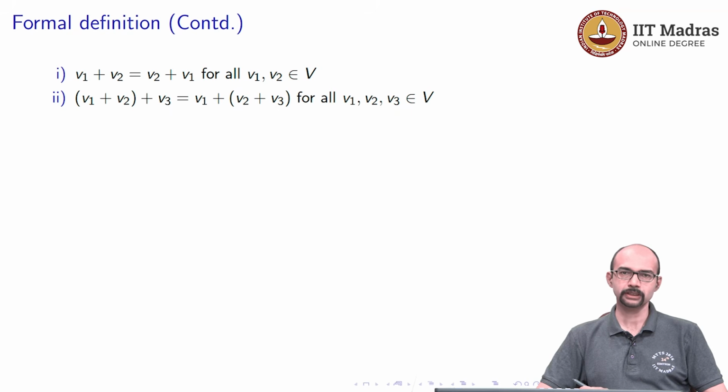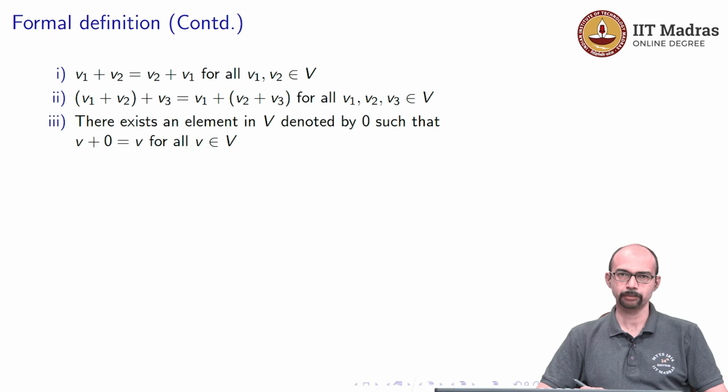In other words, the operation plus is associative. That is the mathematical terminology for this. Next, there exists an element 0 in V, which we are going to denote also by 0, and what does it satisfy?